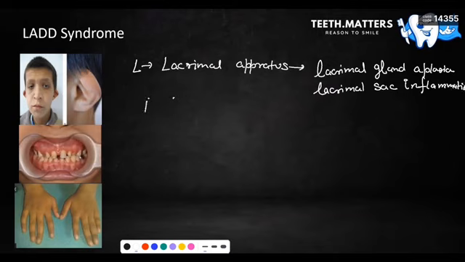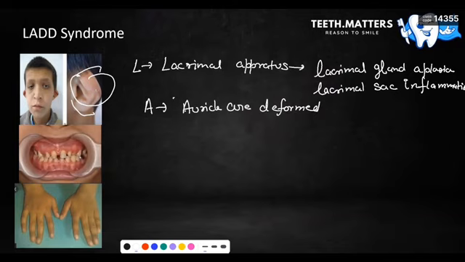Next, A stands for auricle defect. The auricles are deformed in these patients. They appear cup shaped. Here in this, the auricles are deformed, and they appear cup shaped.